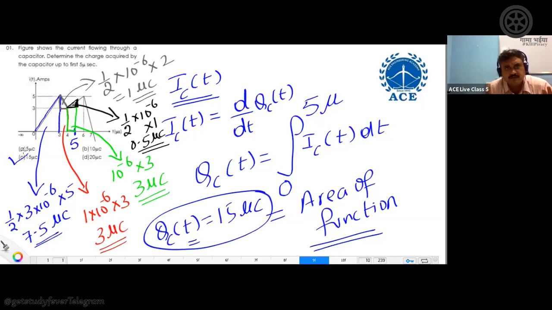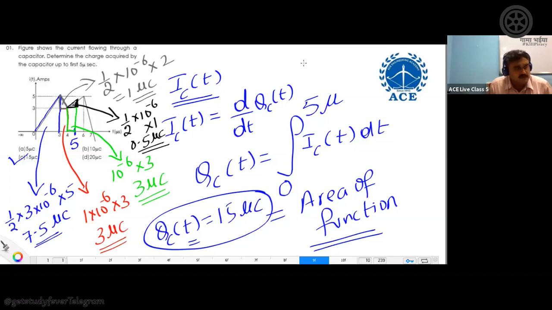Very simple. Just use standard pictures and do the answer. Don't complicate the question by taking line equations. So total charge accumulated on capacitor up to first 5 microseconds is 15 microcoulombs. Very good.